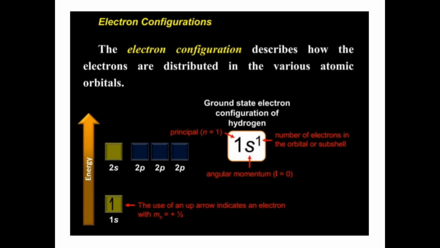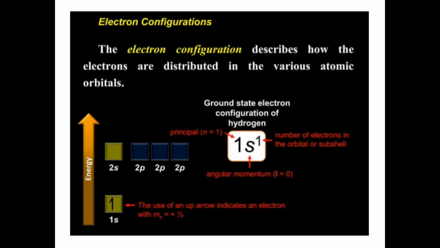Now you will observe from these pictures that we have the ground state electron configuration of hydrogen, 1s1. This electronic configuration gives us three key pieces of information. Number one, it shows us the energy level, that is 1s. That one means that it's in energy level 1. It's also showing us the number of electrons in the orbital or subshell, which is also 1, the principal number 1. It's also showing us the angular momentum, which is s. That means it's in the s orbital.